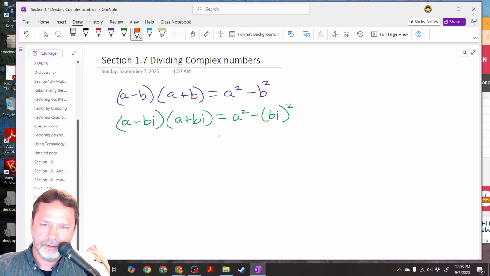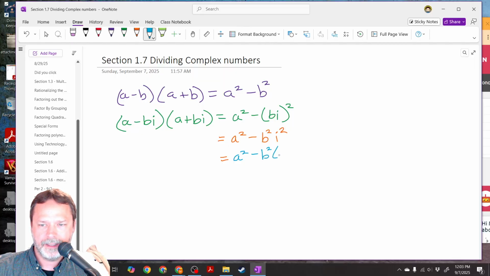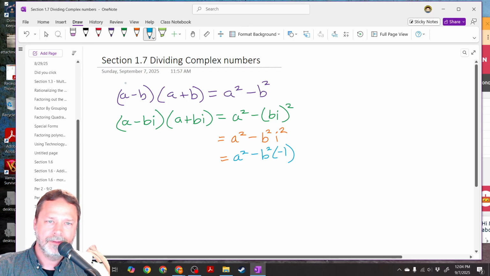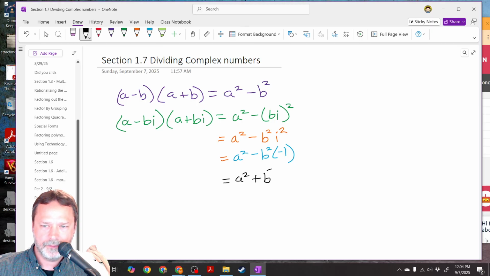Okay, so A squared, let's just keep going here, minus, let's square this. So we get B squared I squared, minus B squared I squared. And what is I squared? Everybody, what is it? That's right, it's -1. A squared minus B squared times -1. What's negative B squared times -1? You got it. It is A squared plus B squared.